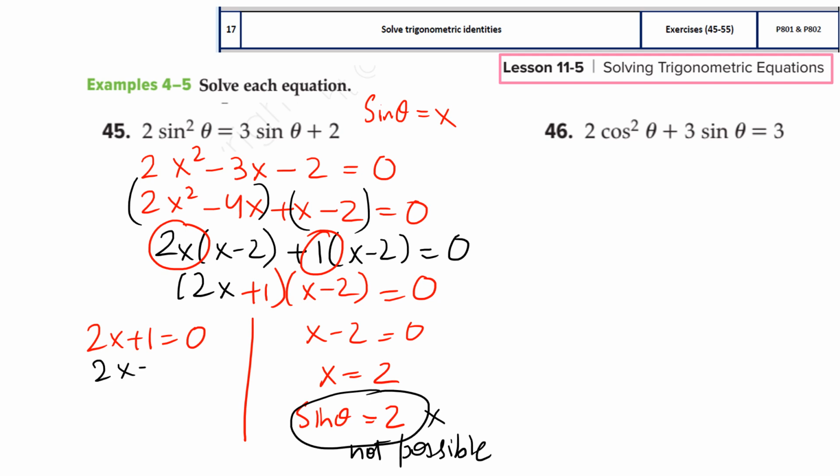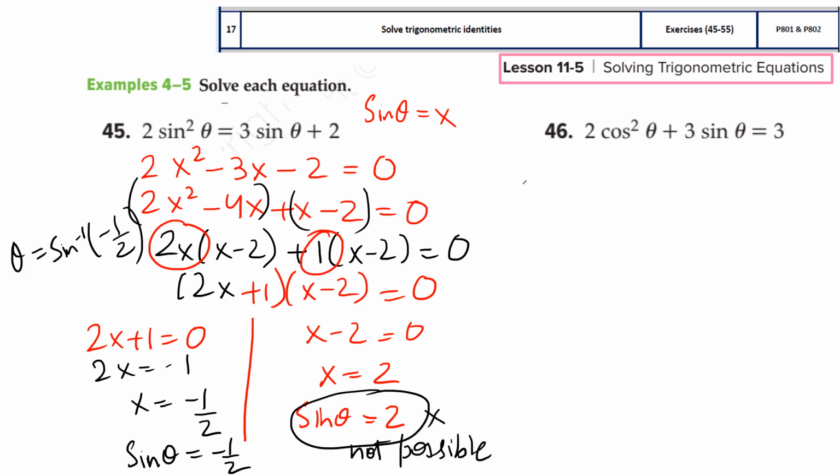So 2x equal to minus 1, or x is minus 1 by 2. x is my sine theta. So you can use your calculator. Use inverse. So theta will be sine inverse of minus half. That means you will get the value of theta as 7 pi by 6. So I will just put it in the box.